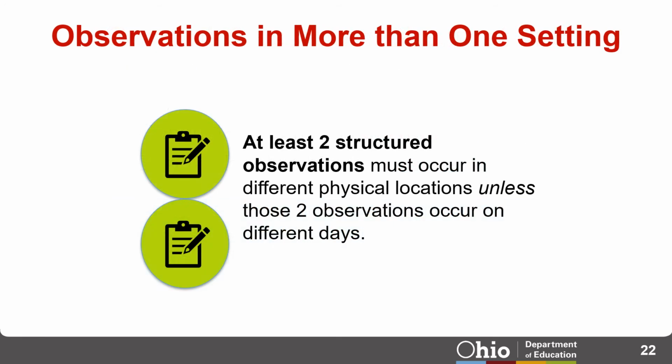The requirement to have structured observations in more than one setting means that at least 2 structured observations must occur in different physical locations unless those 2 observations occur on different days. In other words, if the 2 structured observations are on different days, then they both can occur in the same physical location. If the structured observations take place on the same day, then in order to be considered as different settings, the observations must occur in different physical locations.